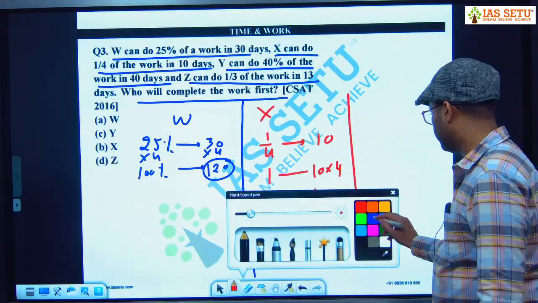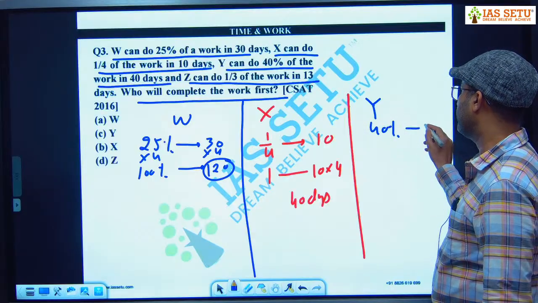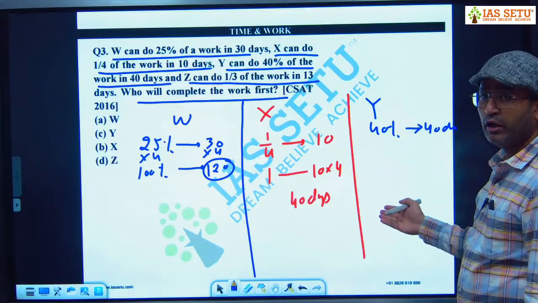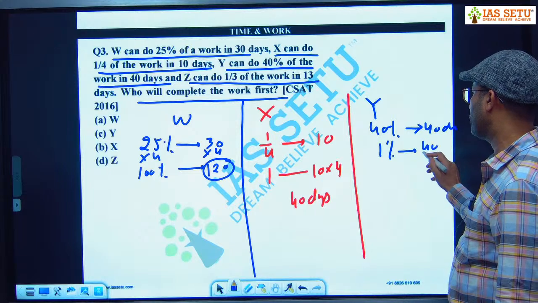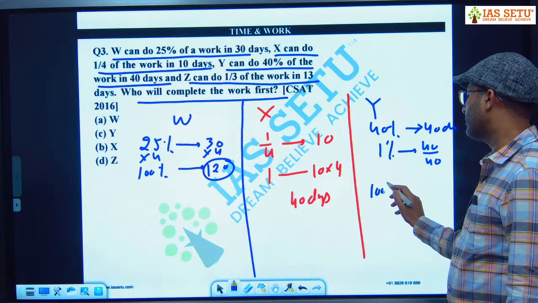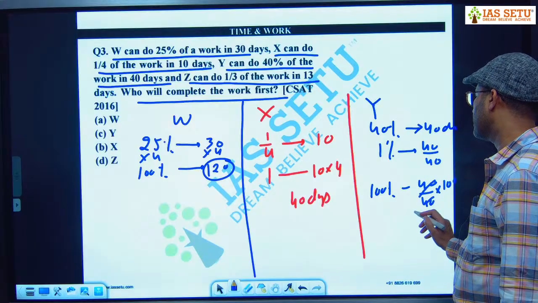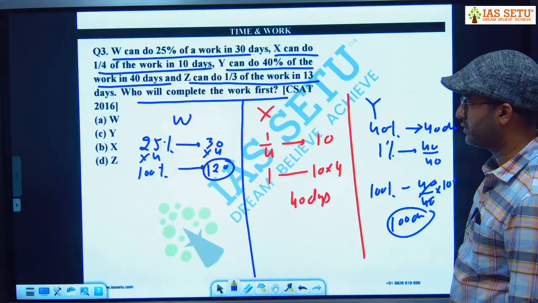Then Y can do 40% work in 40 days. So Y alone will complete 100% work. Use unitary method. 1% is 40 upon 40, 100% is 40 upon 40 into 100. So it is coming 100 days. So Y alone will take 100 days.